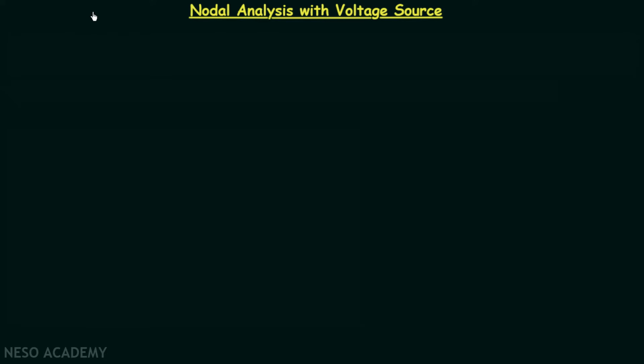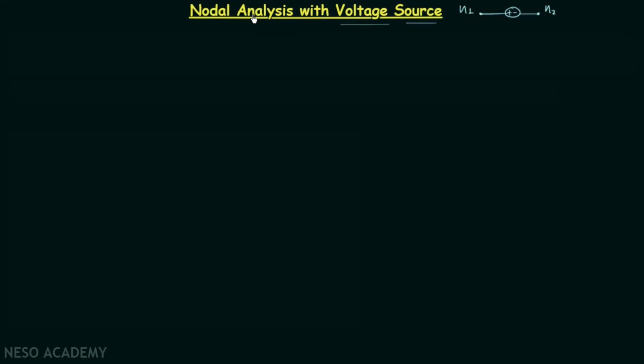Now we are going to perform the nodal analysis when the voltage source is connected directly between the two nodes. For example, this is node 1 and this is node 2, and the voltage source is connected directly between the two nodes. That is, there is no resistor along with the voltage source. And when this is the connection, our nodal analysis becomes much more simple.